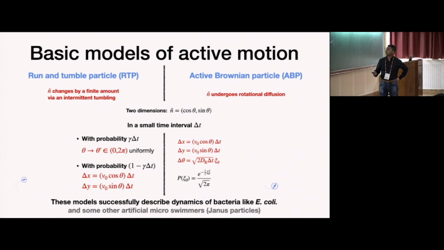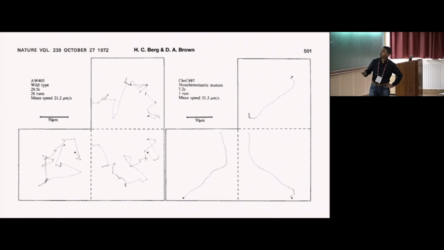On the other hand, for the active Brownian particle, the orientation keeps changing continuously; basically, the orientation undergoes a Brownian motion. This kind of model describes microorganisms like E. coli, and also some artificial microswimmers like Janus particles. In fact, you can see this very old paper where they looked at the bacteria's trajectories. These are what they call wild type, just picked up from nature, and you see that it more or less moves in a straight line, and then it changes direction and goes like that.